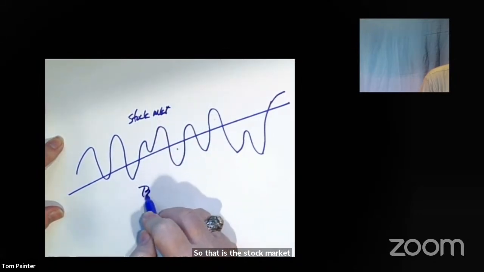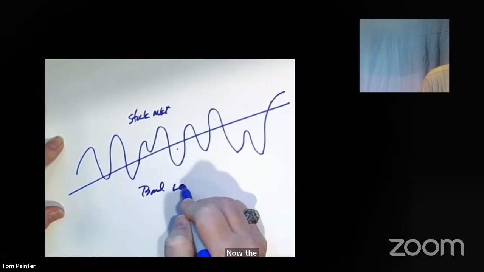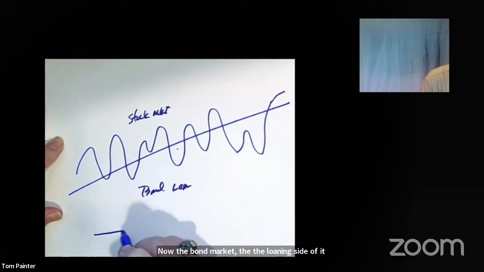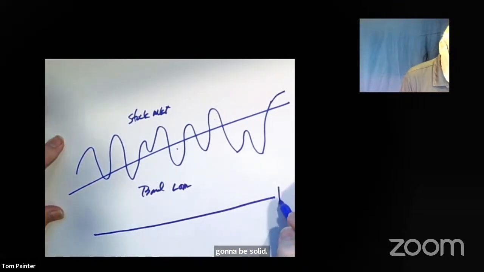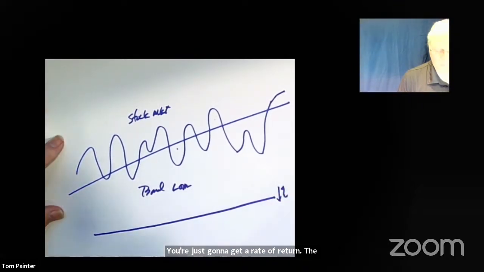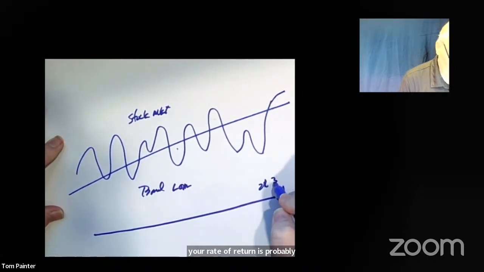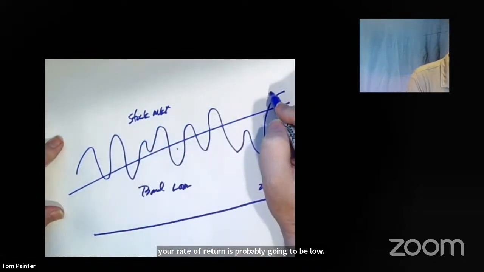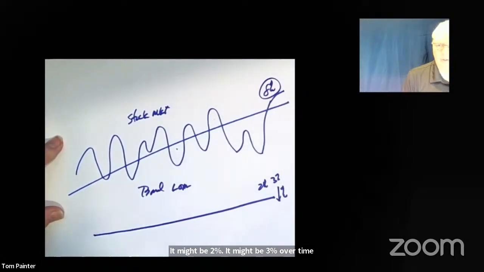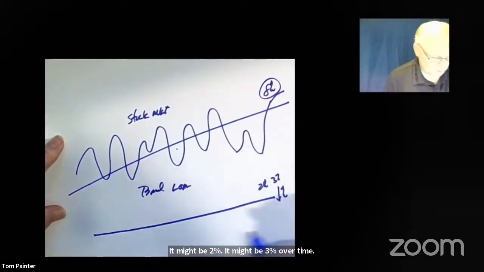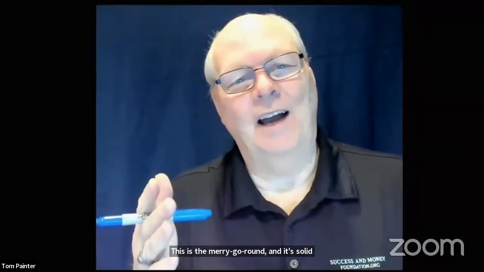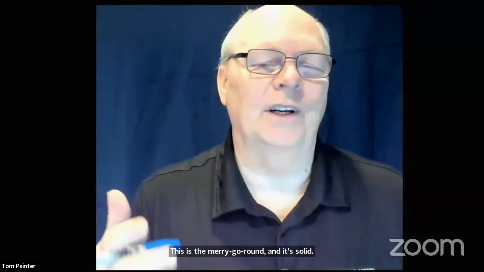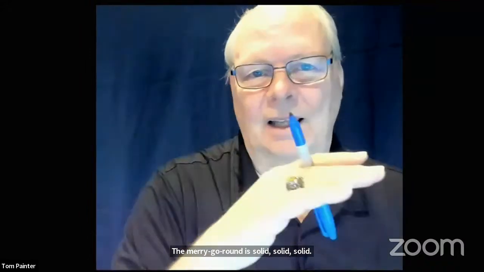Now, the bond market, the loaning side of it, is just going to be solid. You're just going to get a rate of return. The problem is your rate of return is probably going to be low. It might be 2%. It might be 3%. Over time, the stock market has averaged around an 8% rate of return. So a bond, this is the merry-go-round, and it's solid, solid, solid. You're going to get a 5% rate of return, put your money in here, leave it for 3 years or 5 years or whatever it is, and it's just going to be solid.